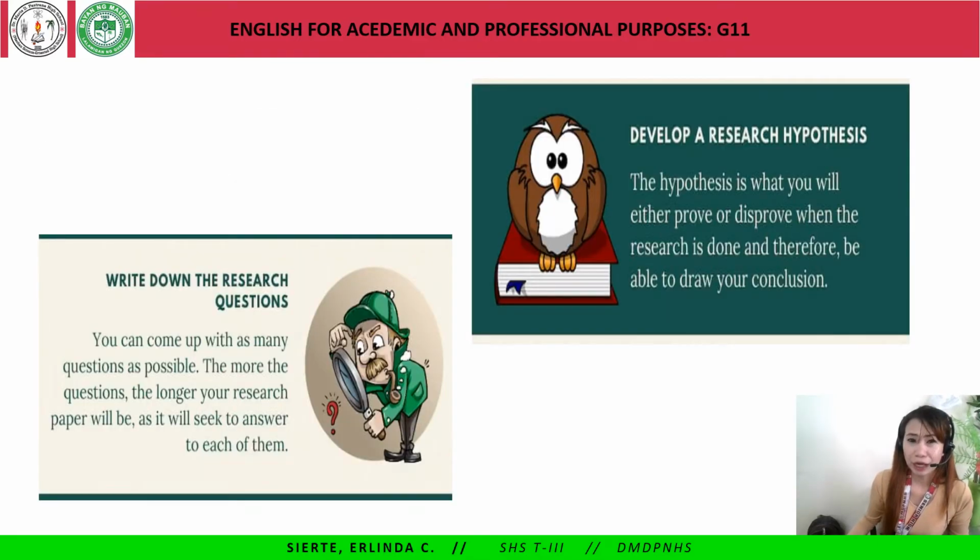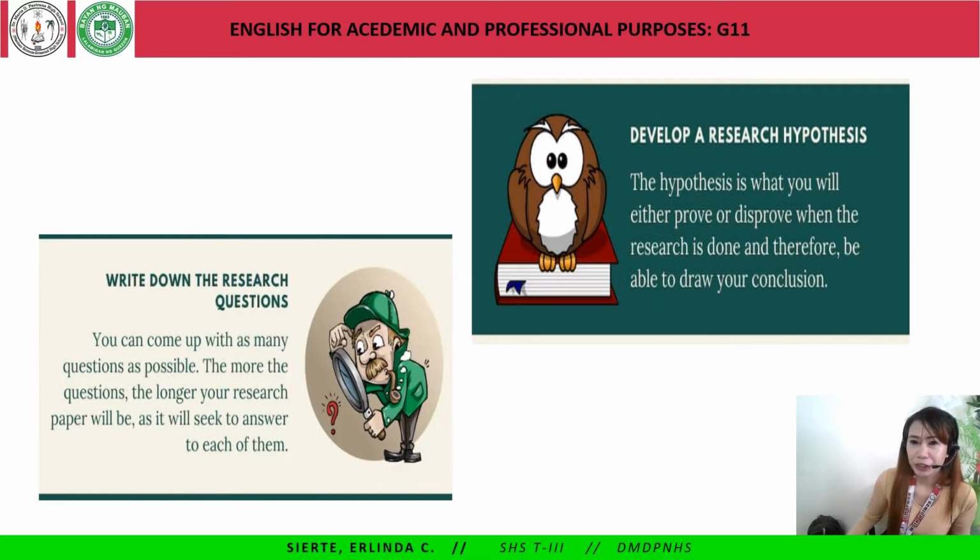Next, write down the research questions. You can come up with as many questions as possible. The more the questions, the longer your research paper will be, as it will seek to answer each of them. So having the research questions will serve as your guide while writing your concept paper.